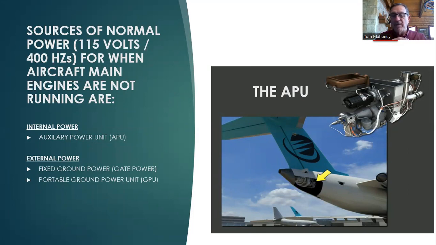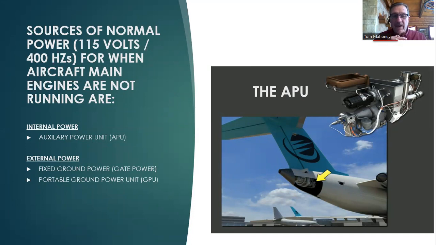Another source of power, electrical power, can be provided by fixed ground power. This is often referred to as gate power. Gate power comes from the building that is sitting next to the aircraft, probably hardwired into the building from the electrical company. Anyway, they would take a drop cord out from the building or the jetway, plug it into the side of the aircraft, and that would be called gate power.